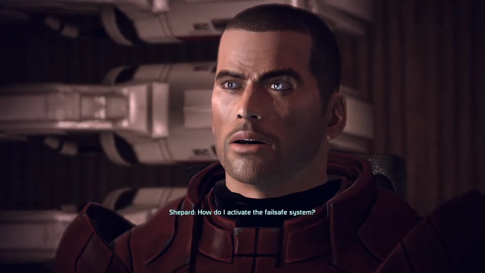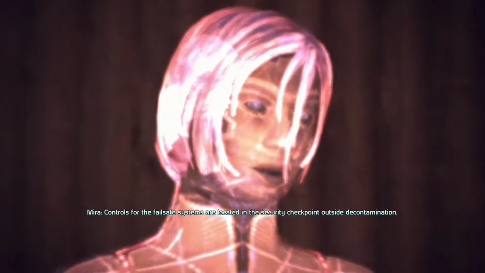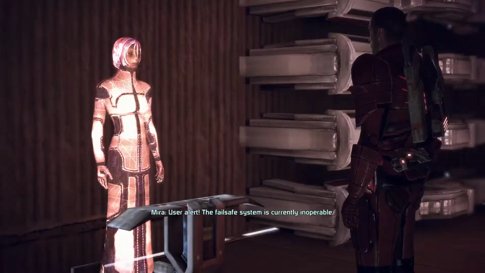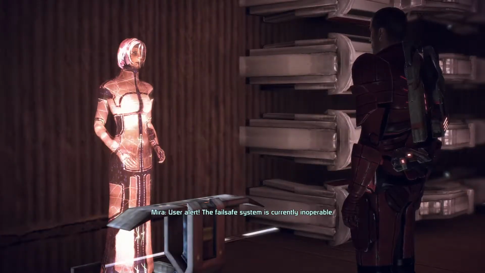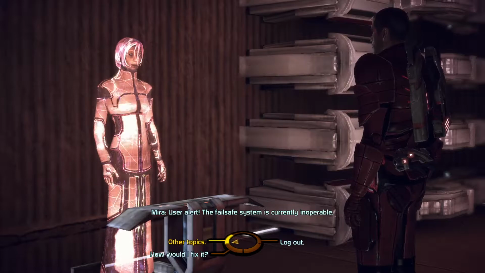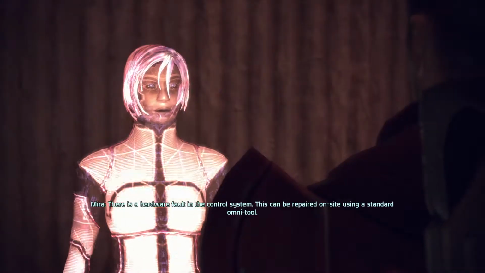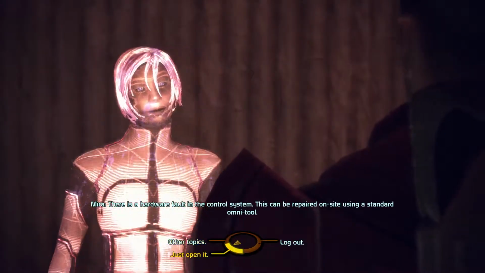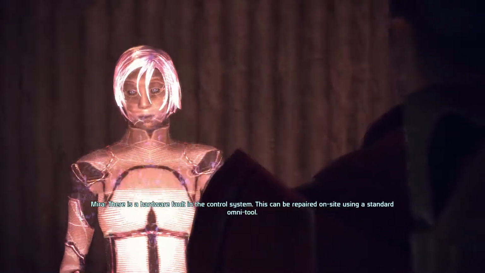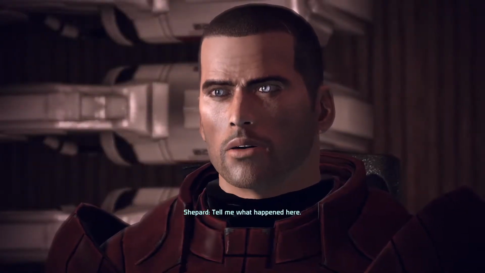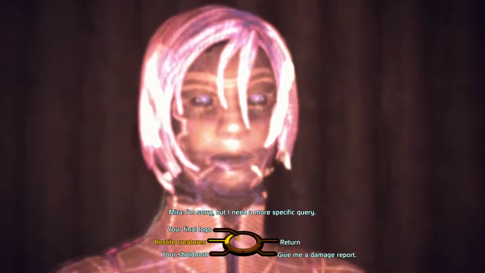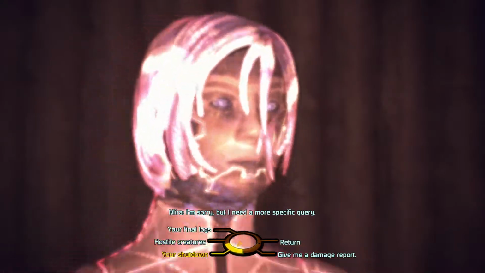How do I activate the failsafe system? Controls for the fail-safe systems are located in the security checkpoint outside decontamination. User alert. The fail-safe system is currently inoperable. There is a hardware fault in the control system. This can be repaired on-site. Tell me what happened here. I'm sorry, but I need a more specific query.